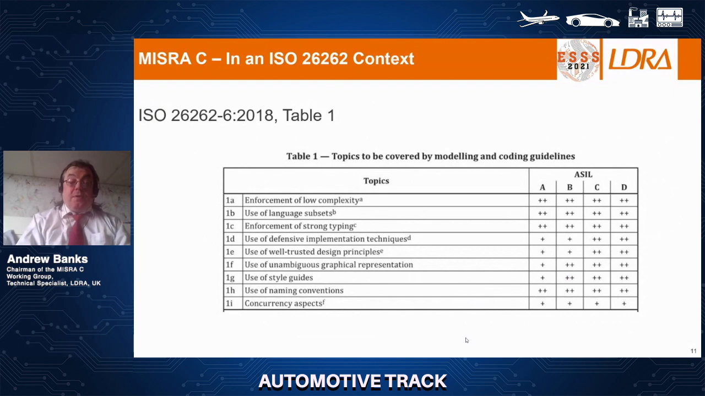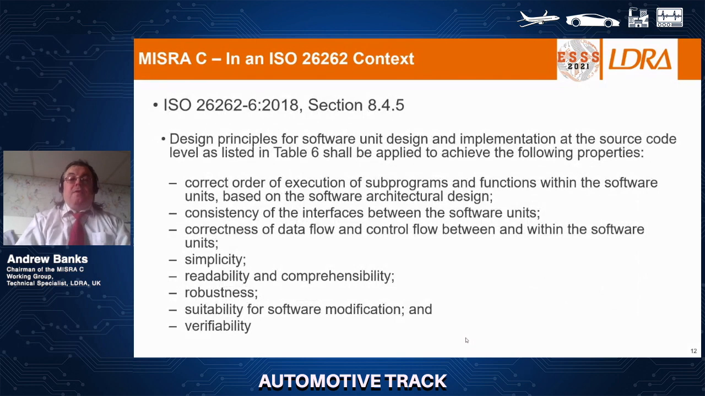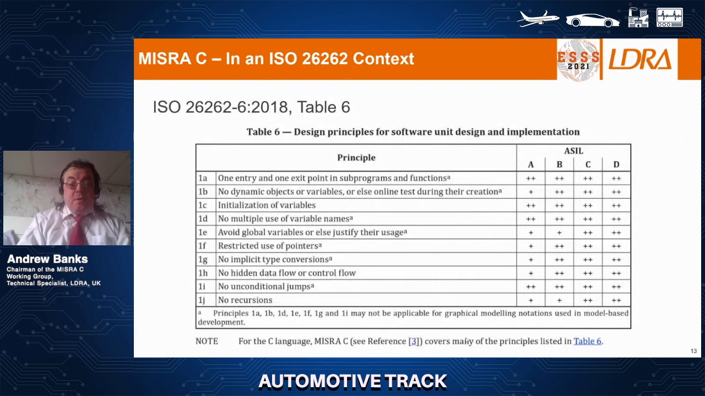Now, that table 1 that it refers to specifies a whole list of features, and we'll come to some of these a little bit further on. But that's not all. Further into part 6 of 26262, there's section 8.4.5, which is the design aspects. And it talks about some of the features and some of the design considerations you need to think about. And what does it say about those? For the C language, MISRA C covers many of those principles.